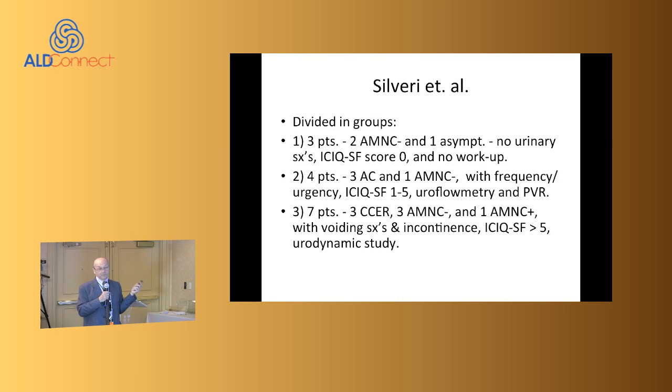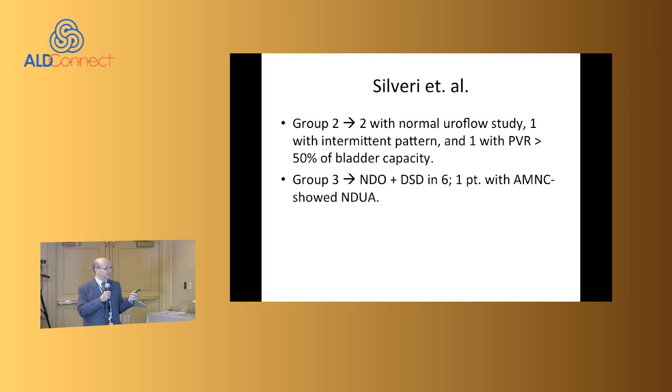The first group, and you can see there are very few patients, was 3 patients who had no urinary symptoms and a very low score on the questionnaire, and they did no workup. The second group were patients who had frequency and urgency, had a higher score on the questionnaire, and all they did was watch their urinary flow rate. We have these special machines where we can observe how people urinate and make some commentary on that, and they did a post-void residual. The third group, which was the largest, 7 patients, did have voiding symptoms, incontinence, and a higher score, and they did a urodynamic study.